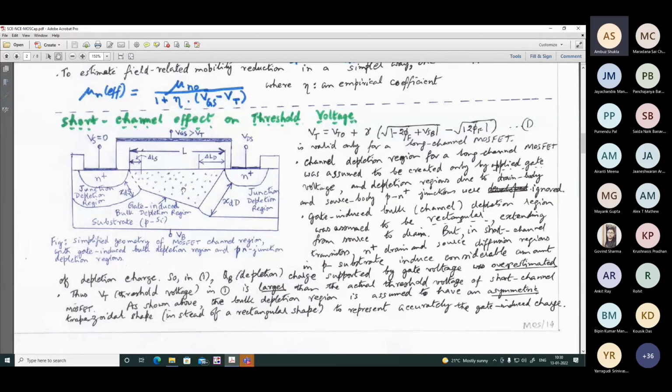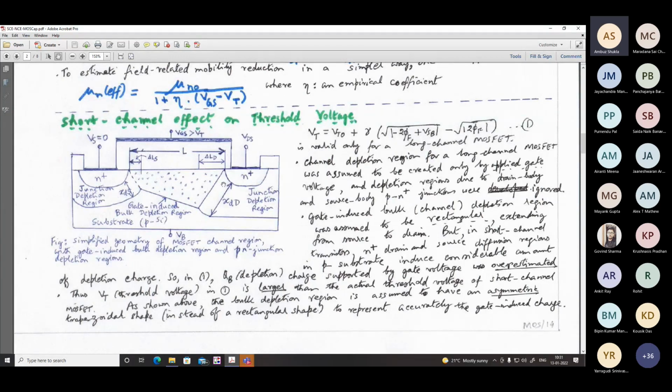What we are doing, we are making use of 1 minus, as you remember, (delta LS plus delta LD) divided by 2L. This factor 2 is there because we are now averaging out the contribution of this junction depletion region and this junction depletion region over the QB0. So QB0 means what? This is solely due to VGS. Roughly, as if there is a rectangle and half of the triangle is due to this junction depletion region, the other half is due to VGS.